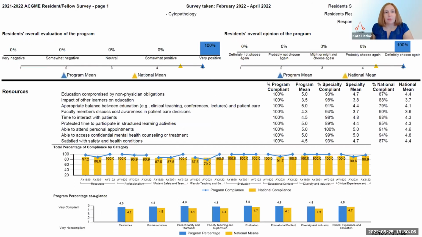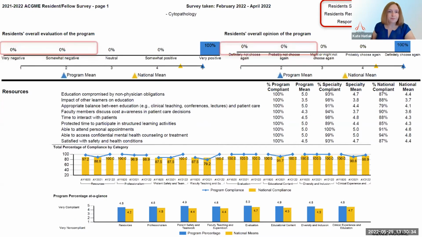So I'm going to take just a couple minutes here and walk you through, because people kind of say, well, what do these numbers mean? What should I be looking at? So if you had enough fellows to get the annual results, this is what it's going to look like. You'll see up here it says residents, but it's interchangeable, residents and fellows on the survey, because this is a current cytopathology program survey. So 4 residents were surveyed, 4 responded for 100% response rate.